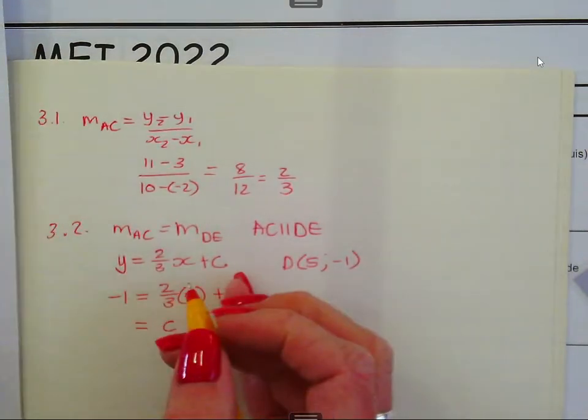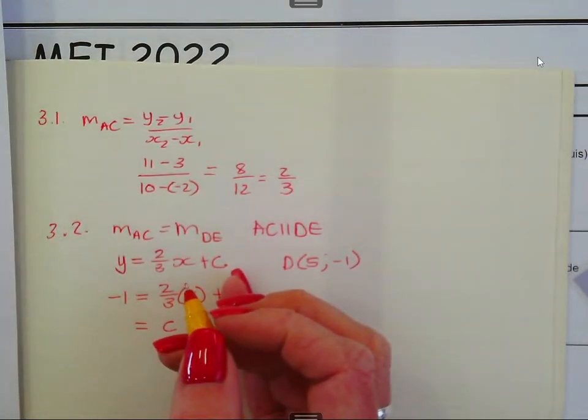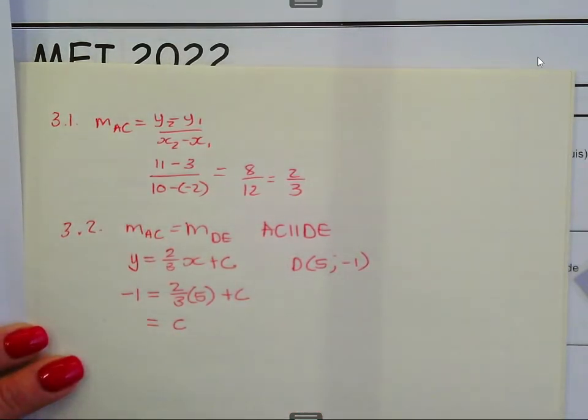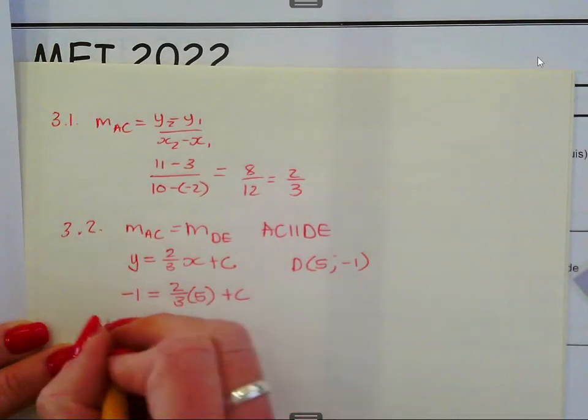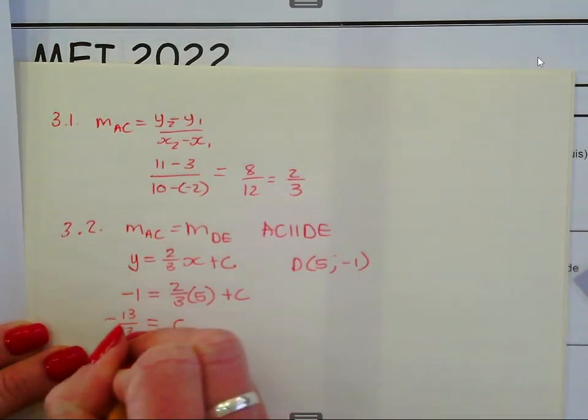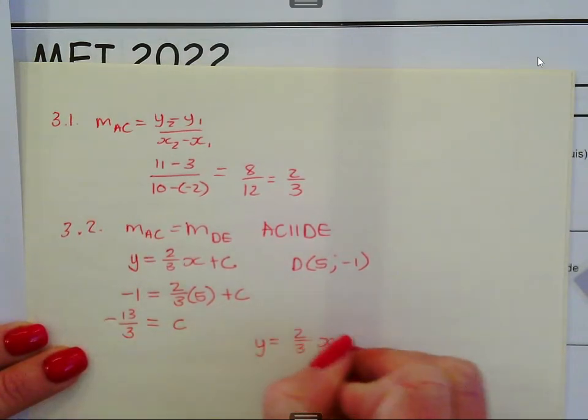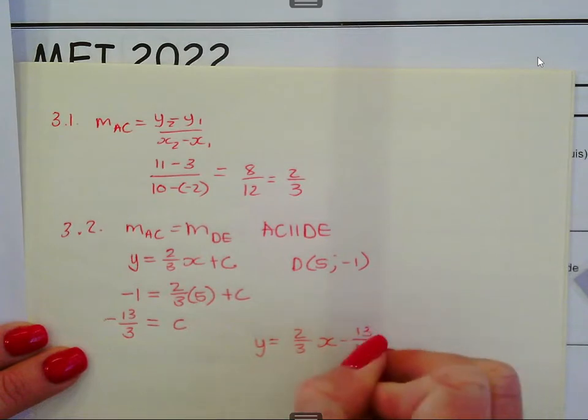Is it negative 17 over 15? Did you get that? Right, sorry. Negative 13 over 3. So the equation is going to be 2 over 3x minus 13 over 3.